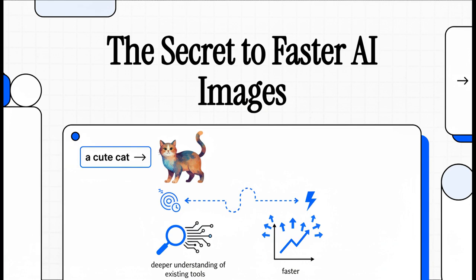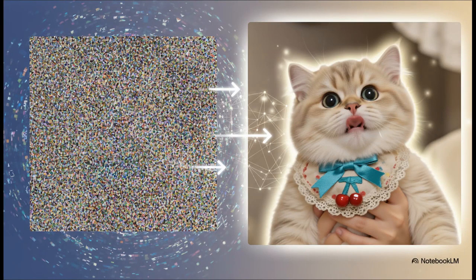But what if the secret to making it faster wasn't some brand new invention, but just a deeper understanding of the tools we already had? Well, it turns out the answer was hiding in plain sight. Okay, so at the heart of most of these AI image generators are what we call diffusion models. They work by starting with pure random noise, think of old-school television static, and then, step by step, they refine that noise until a clear image just emerges.